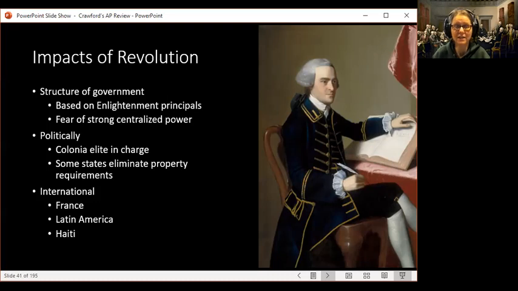Internationally, this does have an impact on the world stage. It inspires the French Revolution in 1789, numerous revolutions throughout Latin America, and in the early 1800s, Haiti will go through their own revolution. So it does have far-reaching impacts, but remember, not nearly as radical as like the French Revolution.